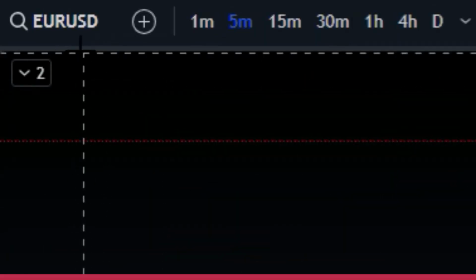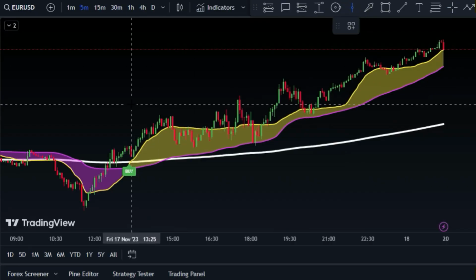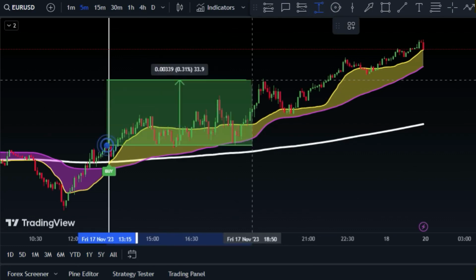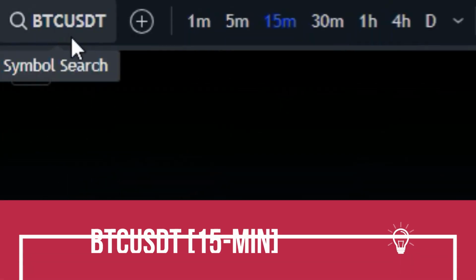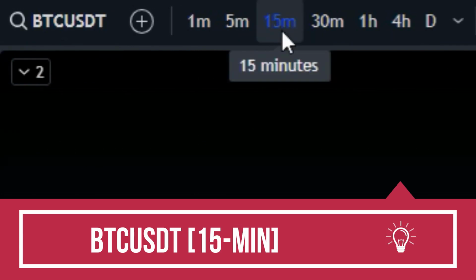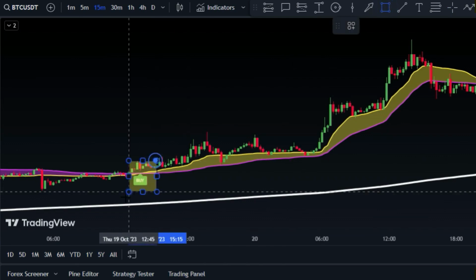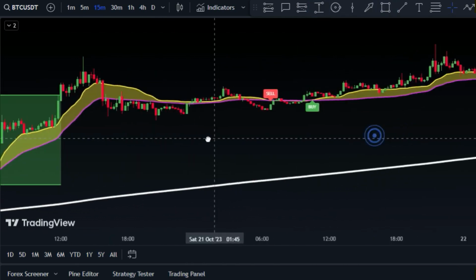But remember, you can apply this strategy to various charts and reap profits. For instance, this is a 15-minute Bitcoin chart. You can see how effectively fake signals are identified and eliminated, and high potential signals are confirmed.